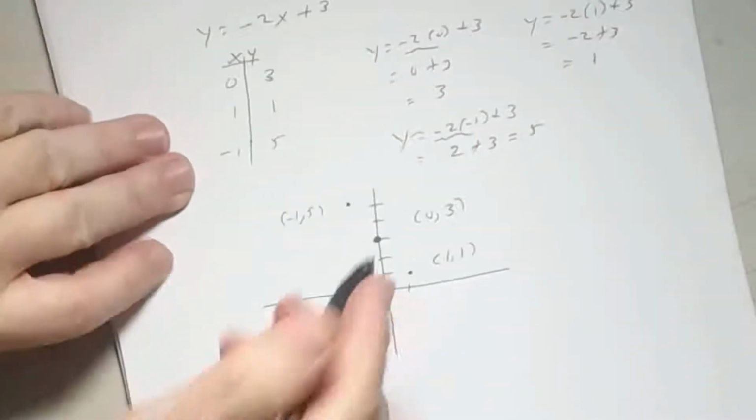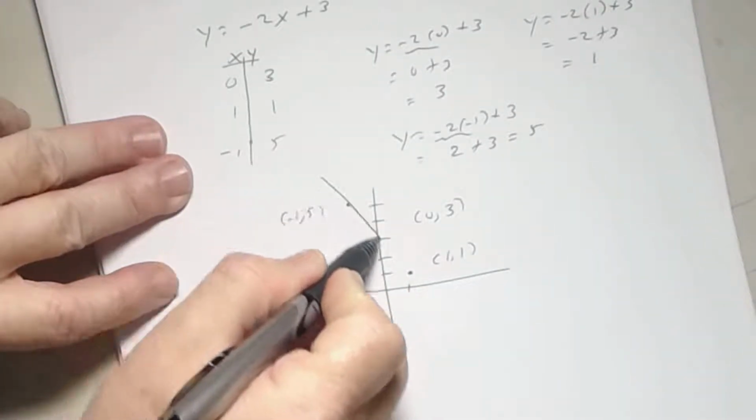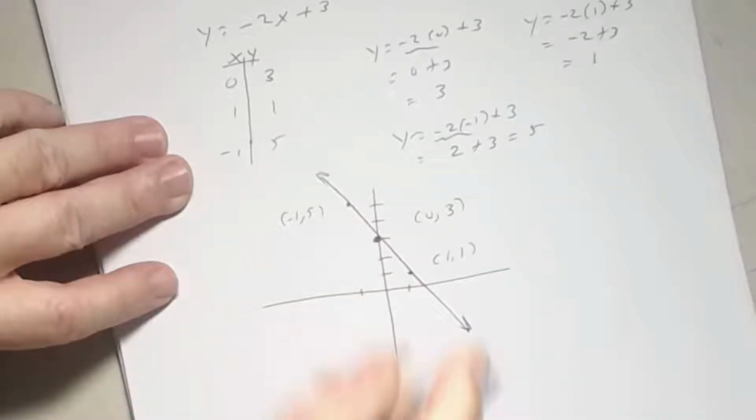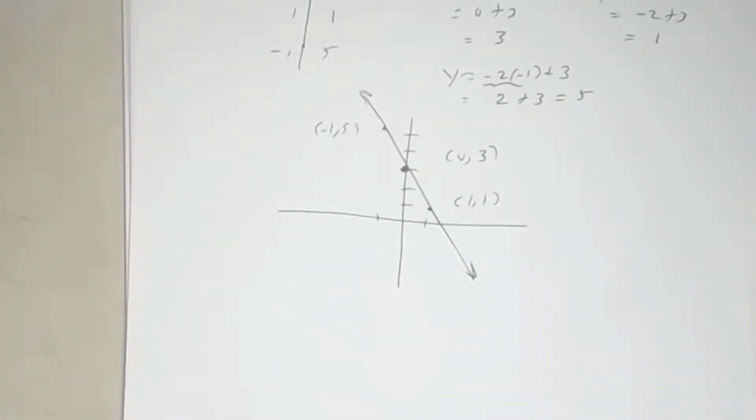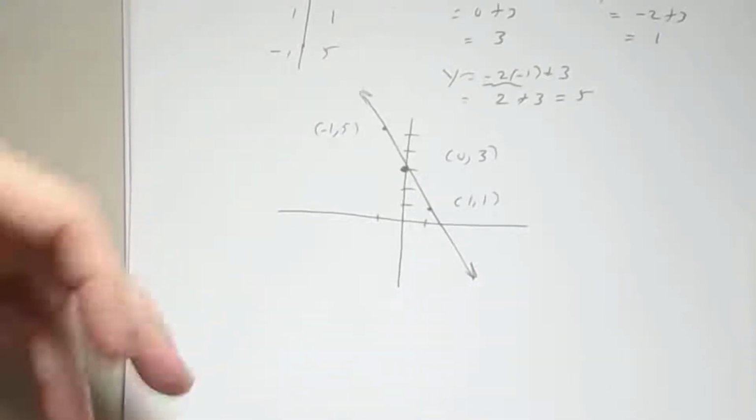And then you just connect your dots. Make sure you use arrows. And so there's the line. All right. So those 3 points line up on the same line.